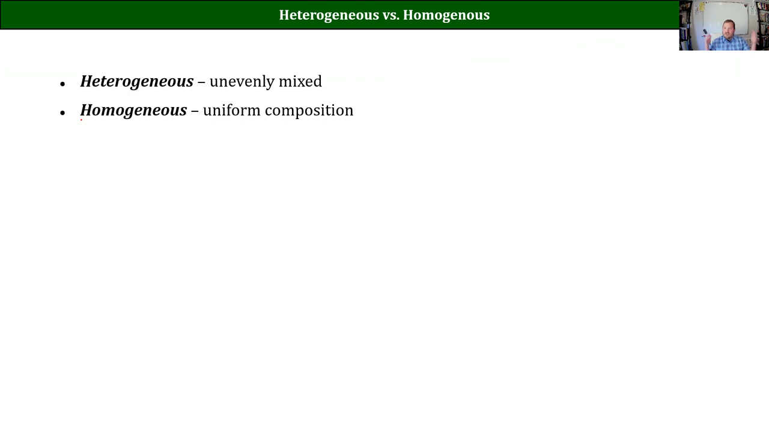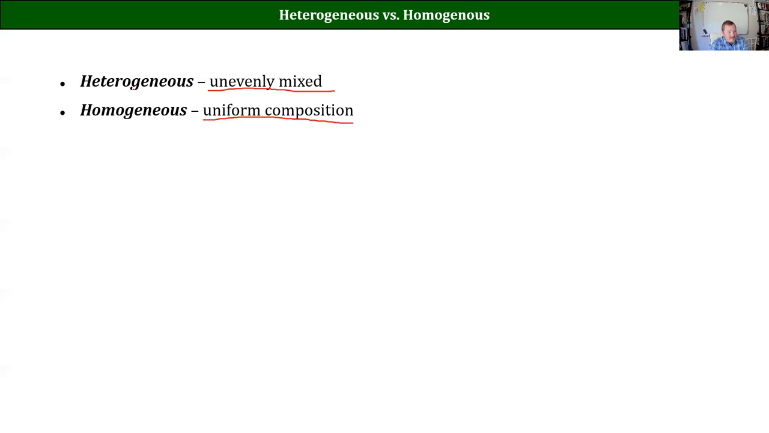It's either heterogeneous or homogeneous, because depending on exactly what scale you're talking about, how well mixed something is at any given moment, a mixture can go from being heterogeneous to homogeneous. If you think about getting a bottle of salad dressing from the refrigerator that's separated into two layers, and then you shake it up, you're taking it from being heterogeneous, where things are unevenly mixed, to homogeneous, where it's more or less uniform.